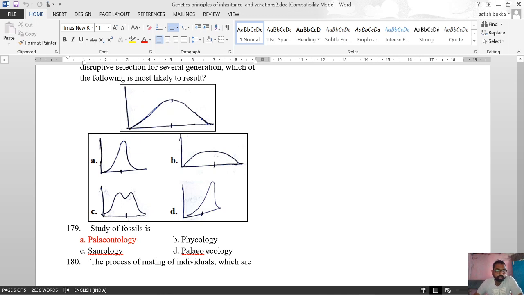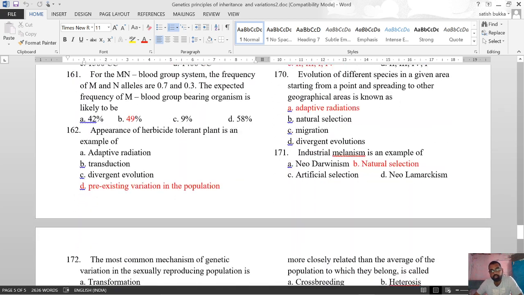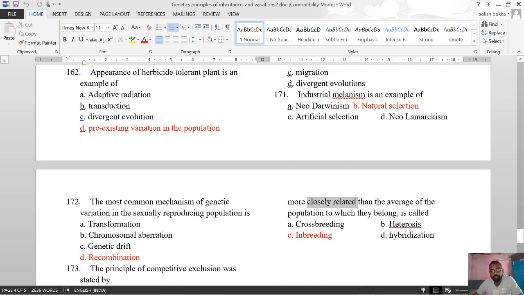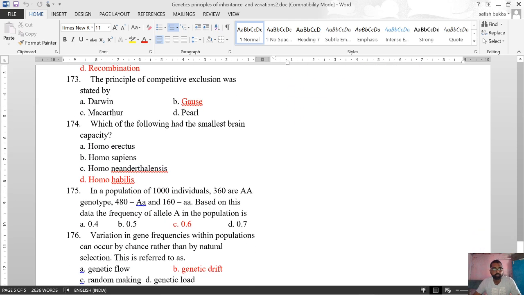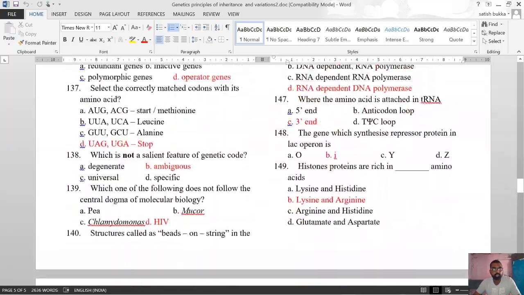Study of fossils is called paleontology. The process of mating of individuals which are more closely related than the average of the population is inbreeding. So these are all the answers for the 8th part test paper.